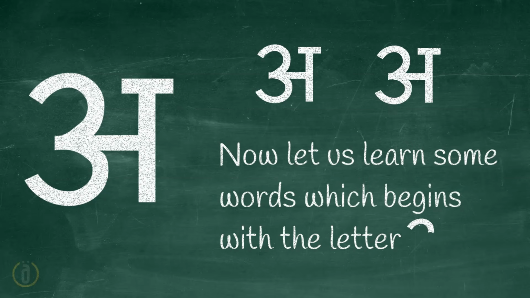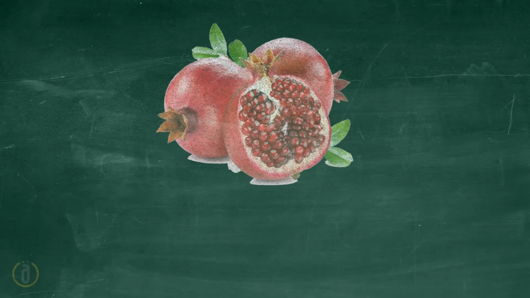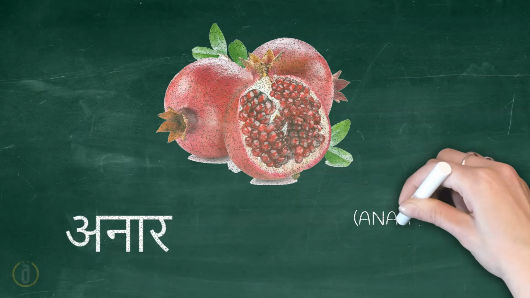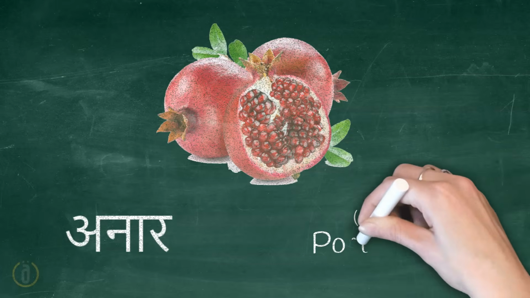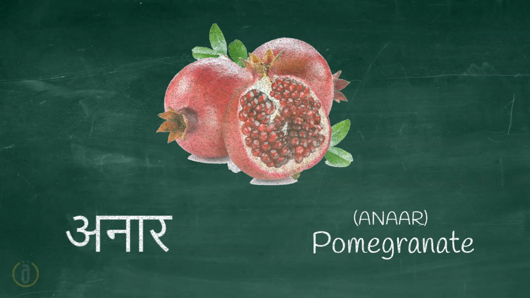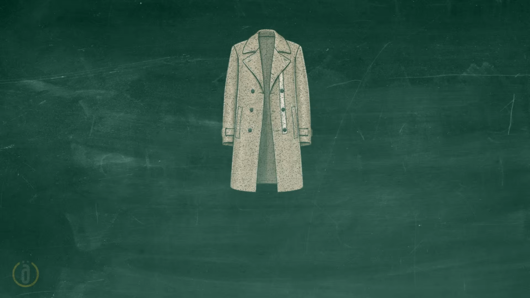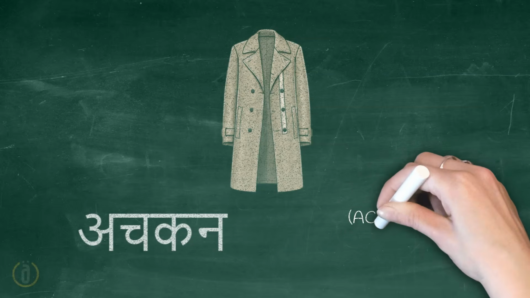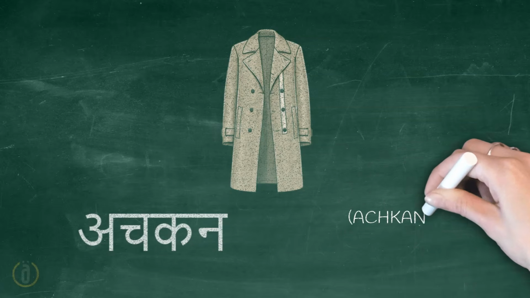Now let us learn some words which begins with the letter A. Anar, pomegranate. Achkan, long coat.